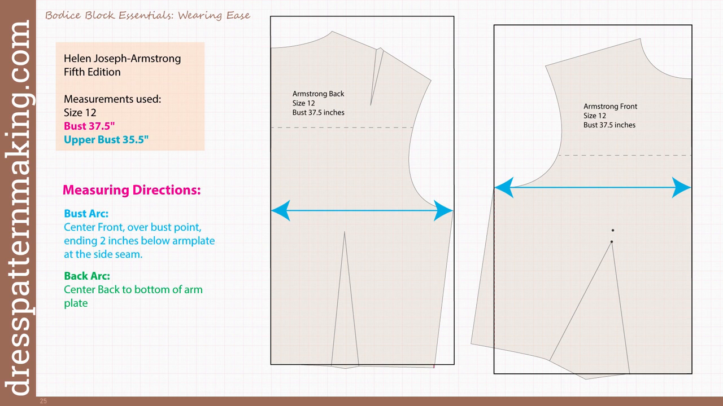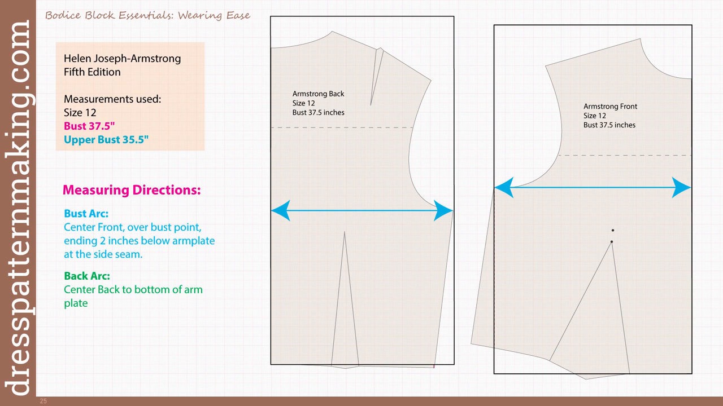So they're not measuring at the same place. So this would imply that the bust arc measurements in the book, the bust arc and the back arc, were correct, and therefore that amount of ease that I was puzzled by, the 5 inches at the upper bust and 3 inches at the bust, would be correct.